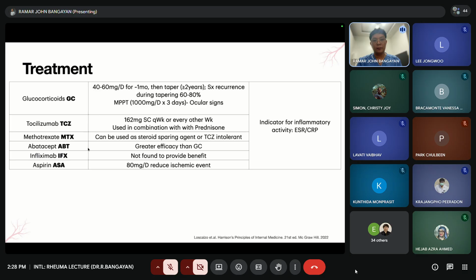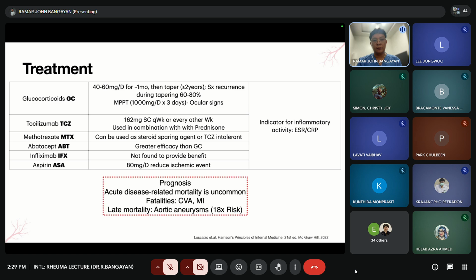So once you saw the biopsy of a giant cell infiltration in your artery and you already diagnosed a patient with GCA and started the patient on medication, what you have to monitor is just your ESR and CRP. That would suffice to monitor inflammatory activity. Okay? Just ESR and CRP because it will be different from other larger vessel vasculitis.